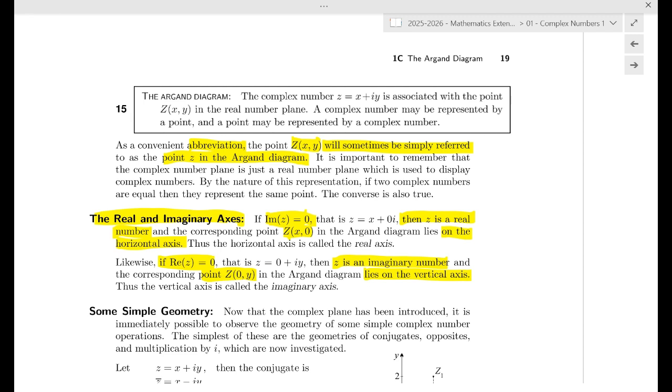Pretty straightforward, the real and imaginary axis. If the imaginary part of a number is 0, it just means it's got 0i. If the real part of it is 0, then x is 0, and it lies on the vertical axis.